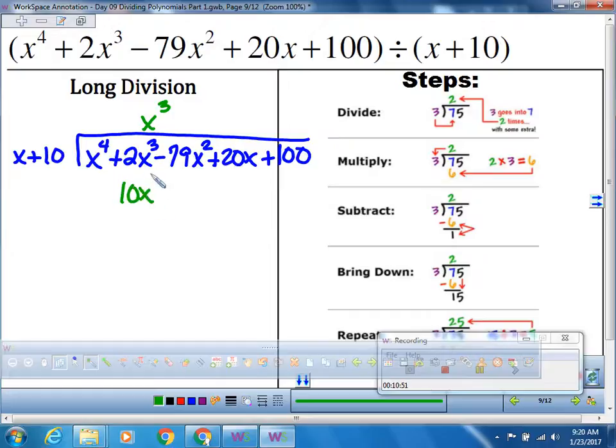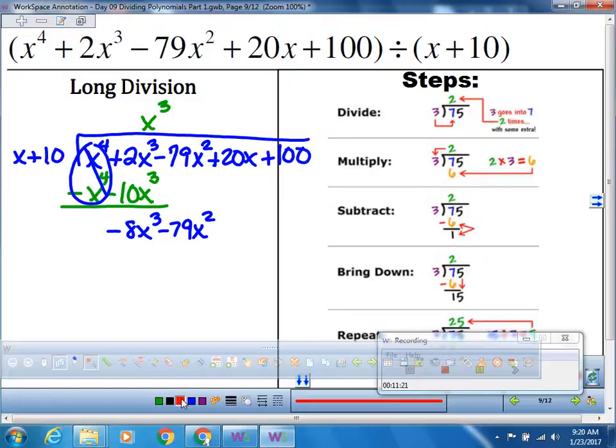Do you notice that I put it in the x cubed column? X cubed, I'm recording, right? Yeah. X cubed times x is x to the fourth. Now I'm going to draw the line and change both of the signs. 2x cubed minus 10x cubed is negative 8x cubed, and these cancel each other out. Bring down the negative 79x squared.